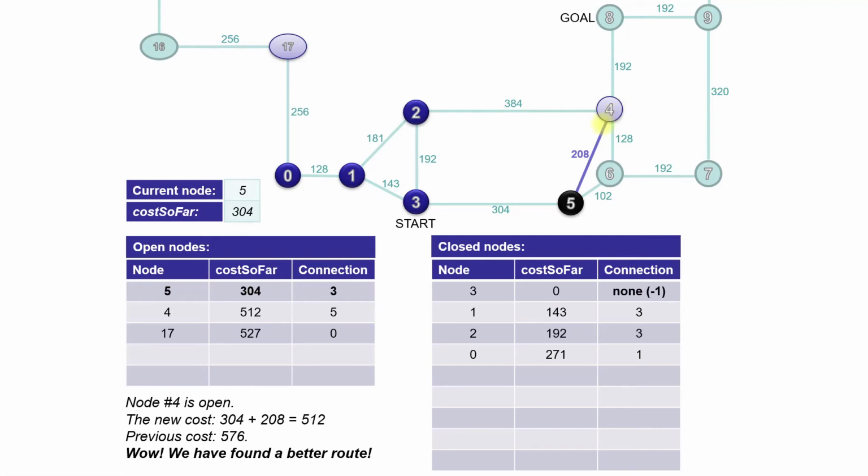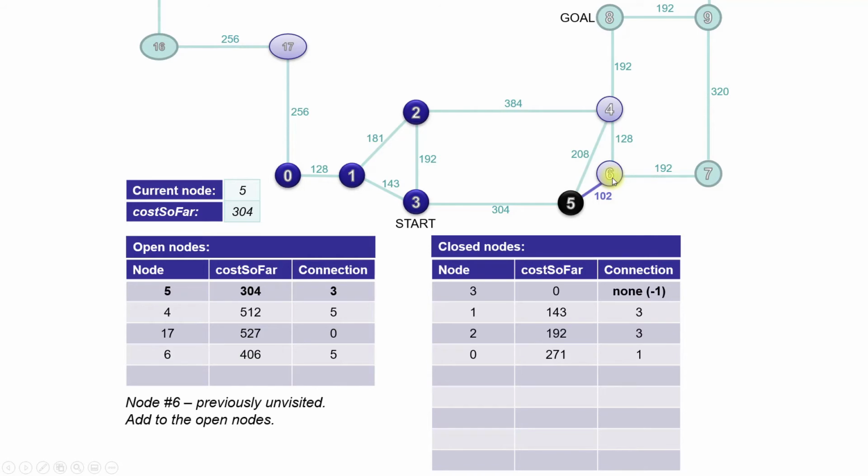Okay, we have visited number 4. There is one more node left. It's number 6, previously unvisited, added to the open nodes. The iteration is nearly completed. We will just add the current node to the closed, closing the current node, ready to start another iteration. Iteration number 6. The new current node is also number 6.